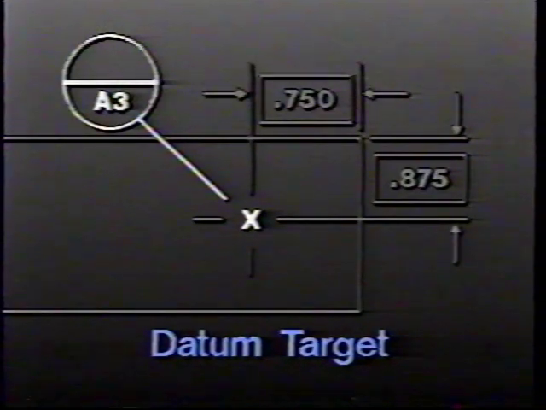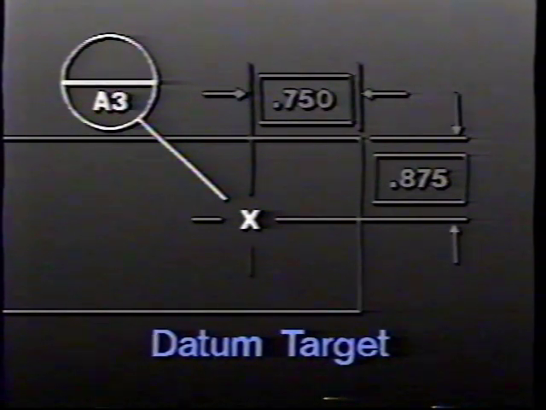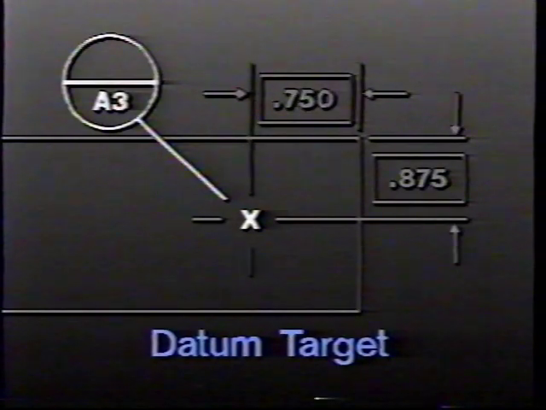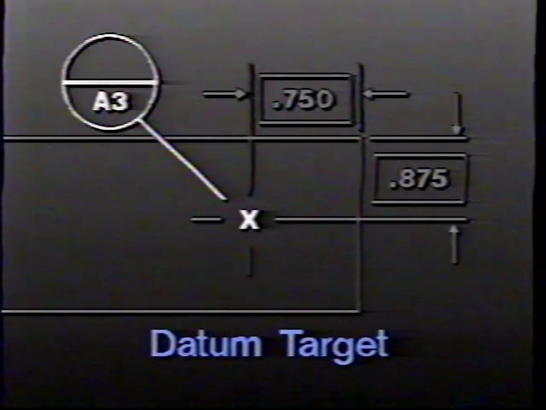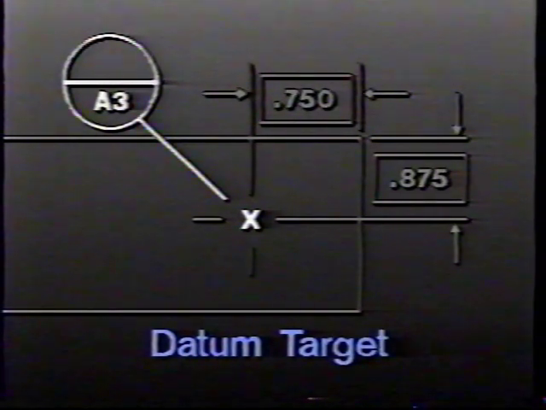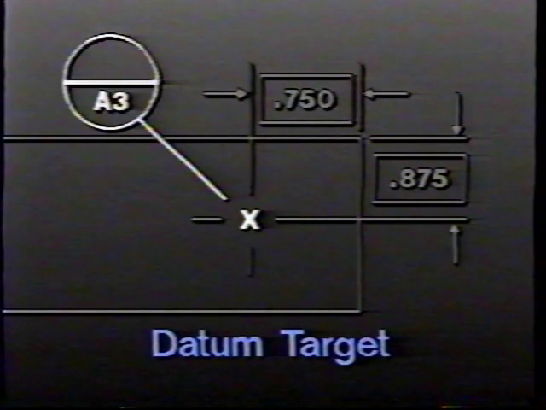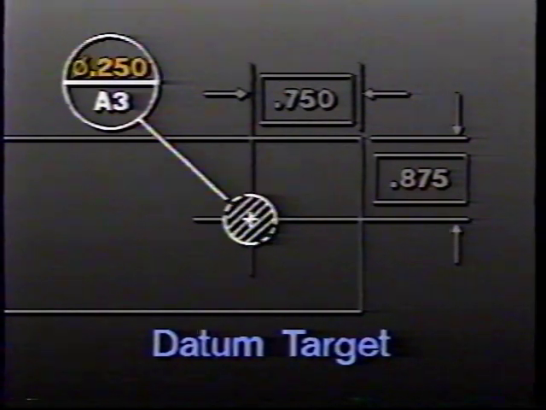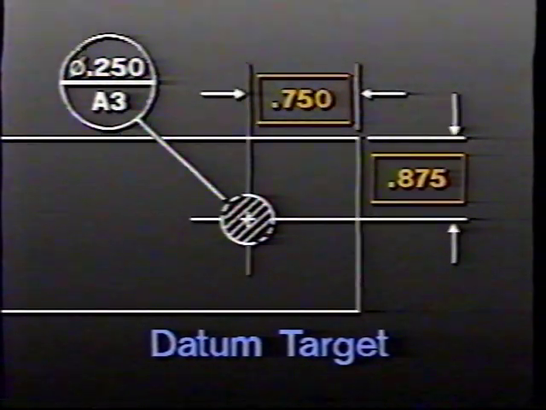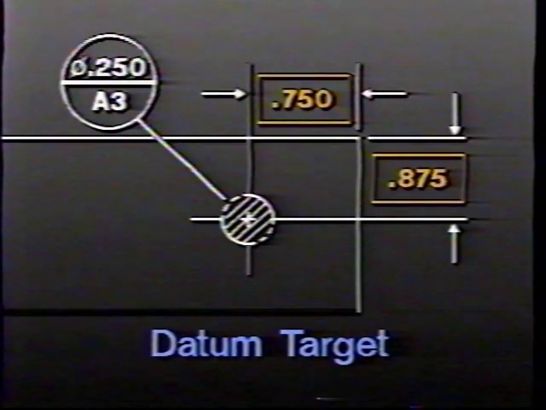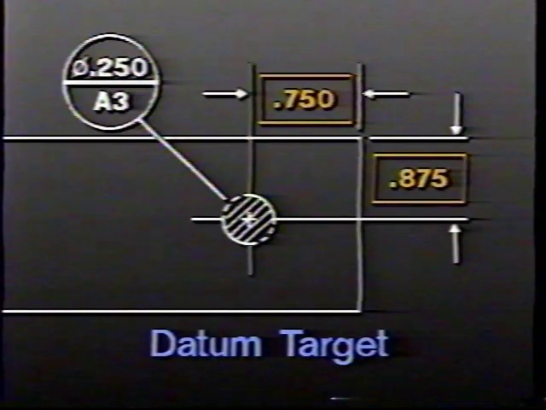This is a datum target symbol. The lower half contains the datum letter and target number. The top of the target symbol is left blank if the datum target is a point or line of contact. If the datum target is an area of contact, its diameter appears on top. The location of a datum target is specified by basic dimensions.